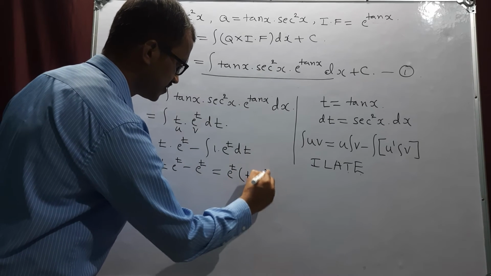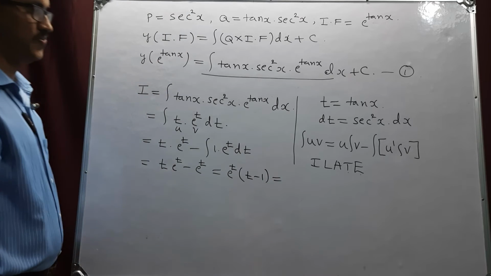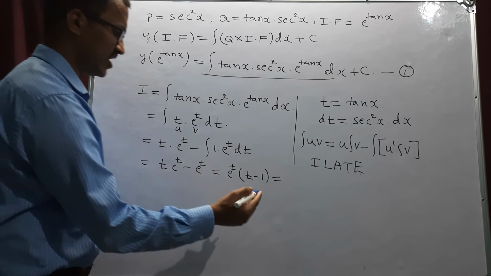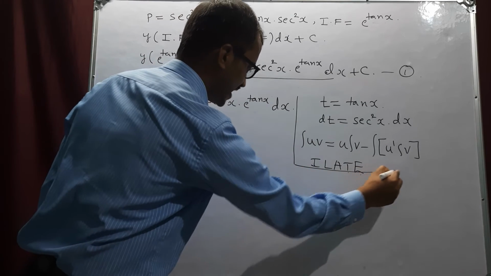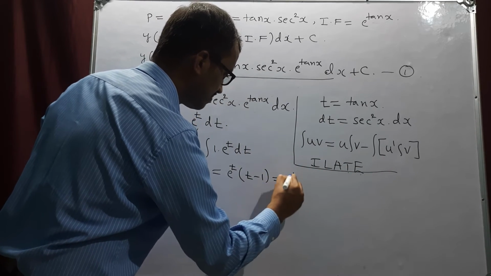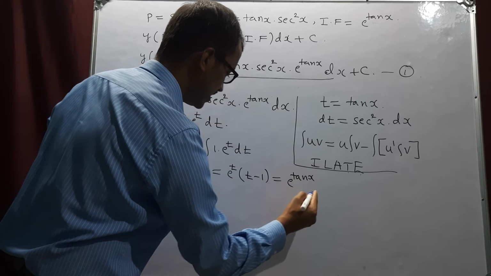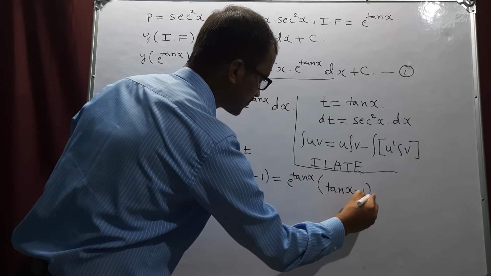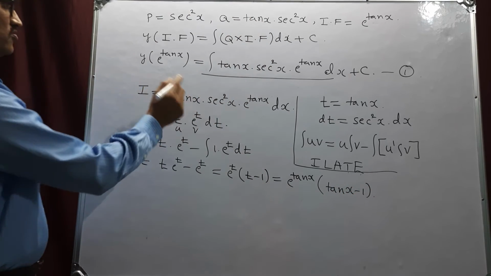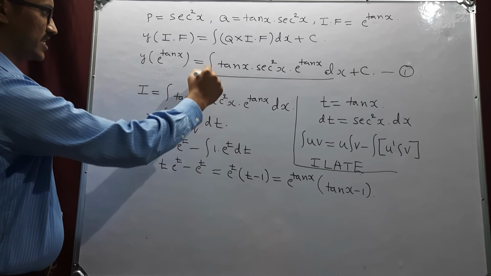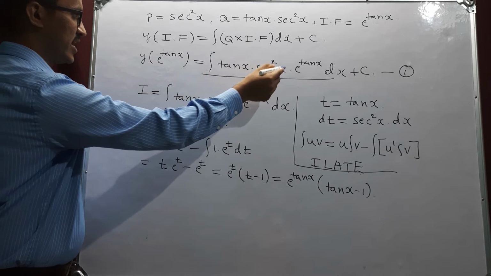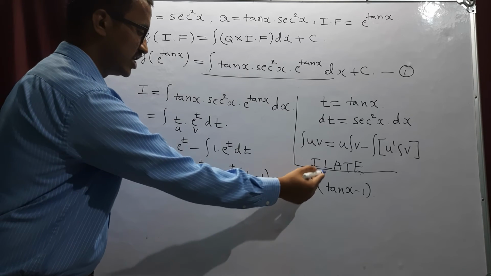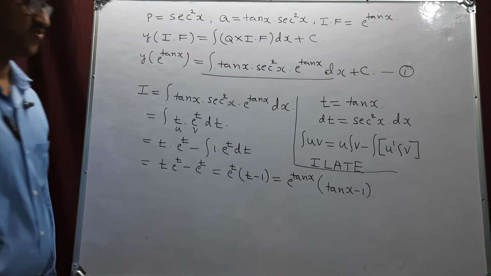minus 1. That is equal to, see here, t is nothing but tan x. If I substitute tan x in place of t, I will get e power tan x into tan x minus 1. So this is the value of this integral. Integration of tan x into secant square x into e power tan x is nothing but e power tan x into tan x minus 1.